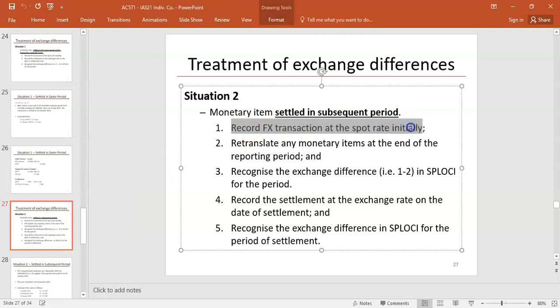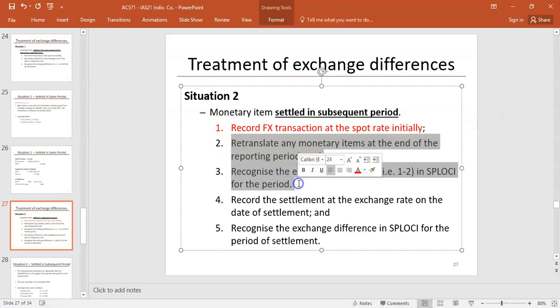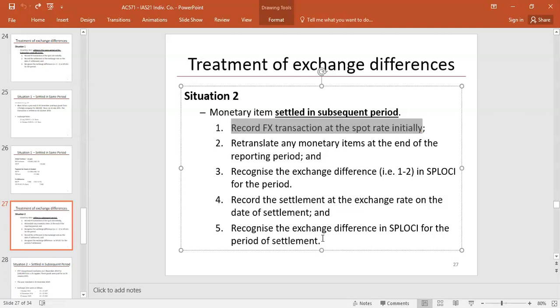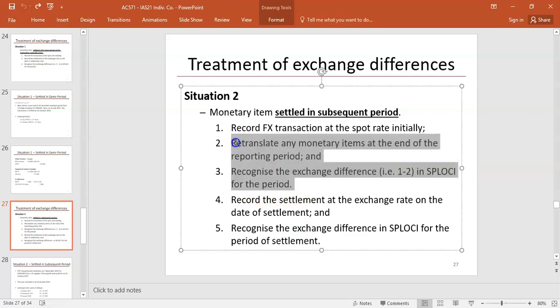First thing, record the transaction initially at spot. Step 2 is to determine the retranslation gain or loss at the year end, like we did with the properties transaction in Deutschmark in the early example. And then the third step is, when you settle it next year, record the FX gain or loss in settlement, again like we've done with the Deutschmark property example up front. So you really just have an extra step here, these 2 and 3.